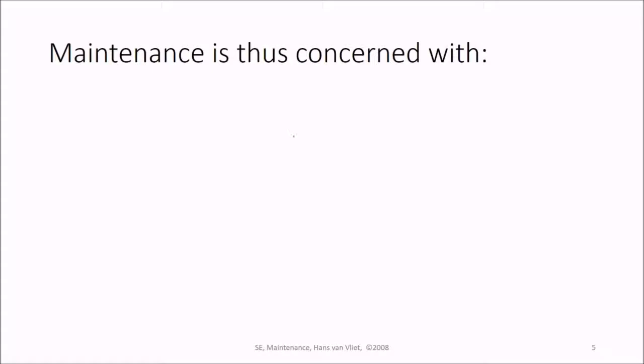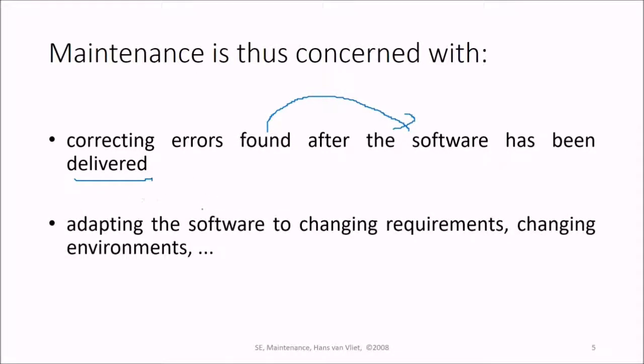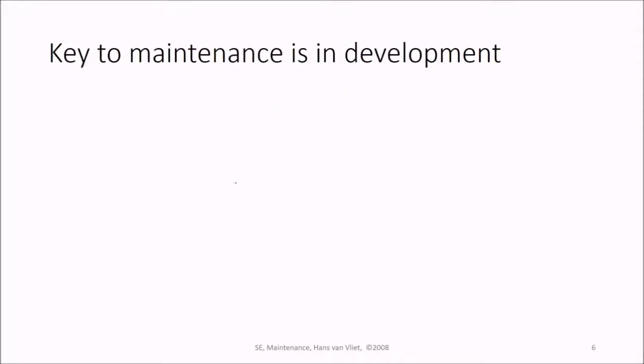So maintenance is concerned with correcting errors which are found after the software has been delivered, and adapting the software to the changing requirements, because change is the only thing which never changes, and changing environments, changing requirements. So adapting the software to these ever-changing requirements and environment, this is what maintenance is concerned with.